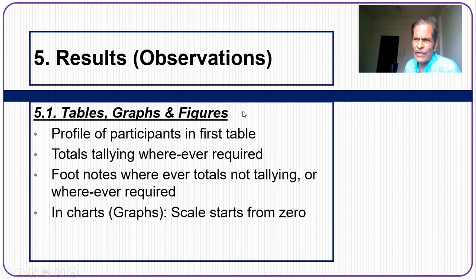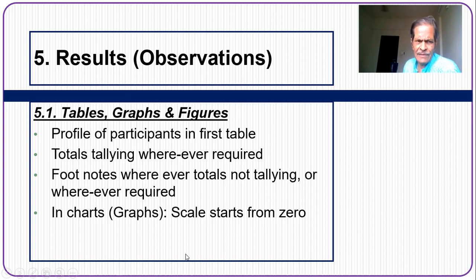Apart from looking whether these are numbered correctly or not, one must try to find out whether the profile of the participants is given in table number 1. All journals expect the profile of the participants to be given in the first table. So if it is a clinical trial, the profile of the participants in the study group and the control group must be given in one table. So what was the gender distribution? What was the age distribution? What was the distribution of the severity of the disease in the two groups?